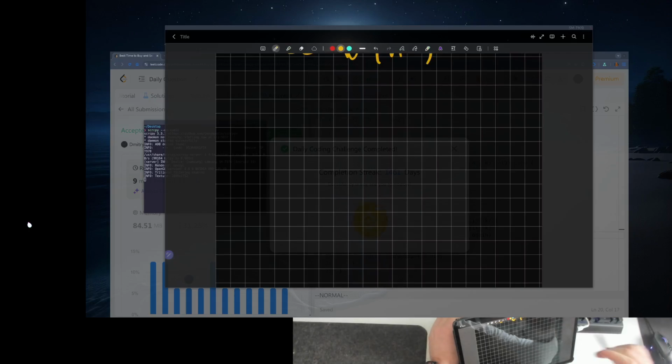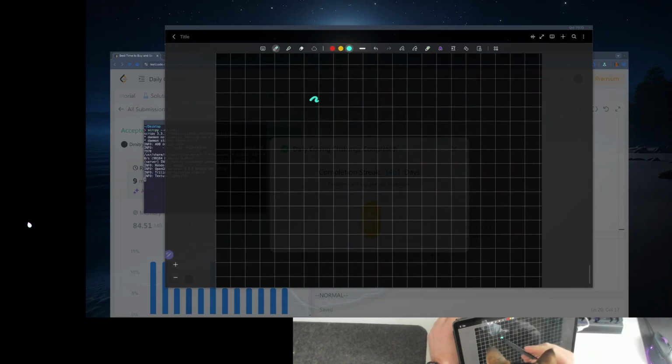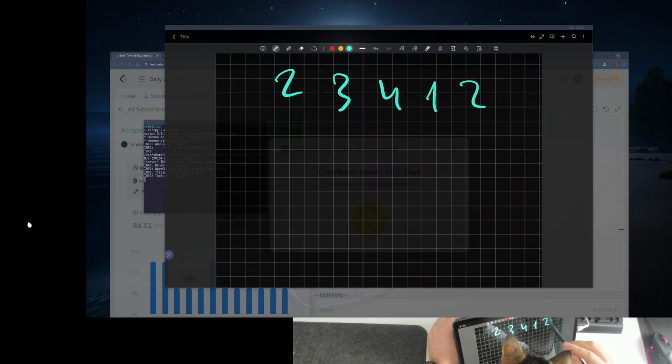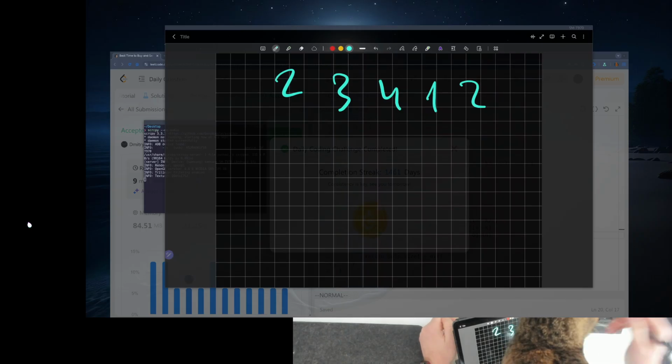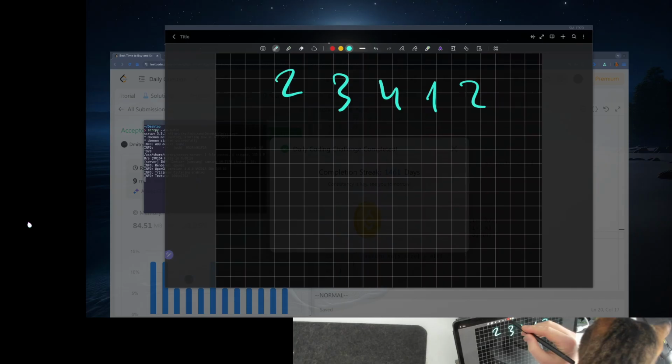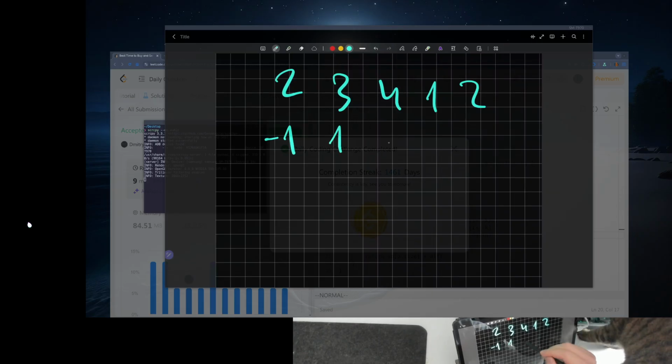Okay, today the problem is about stocks and prefix sums. So we have numbers, and this is the stock price at each day. And we also have a strategy. The strategy is to sell, to buy, and to hold.